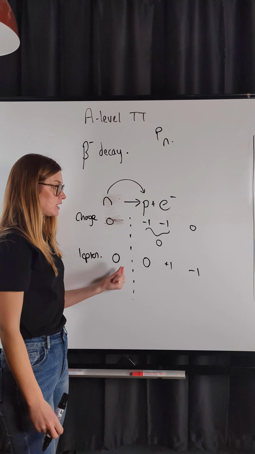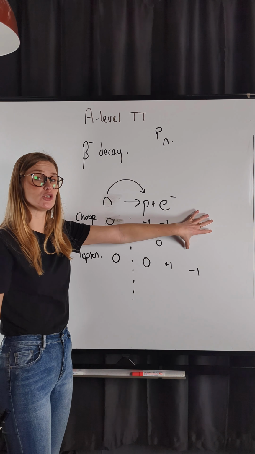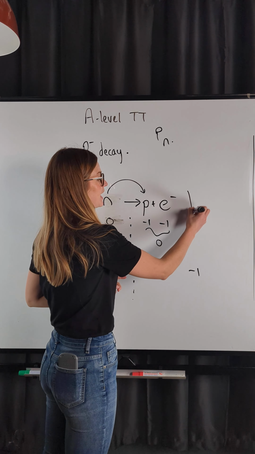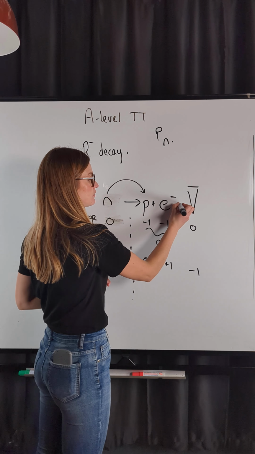So thinking, what lepton has no charge? I know the leptons with no charge are my neutrinos, but it needs to have a lepton number of -1, so it needs to be an antiparticle. So it's going to be my antineutrino. So that's where we figure out what's left.